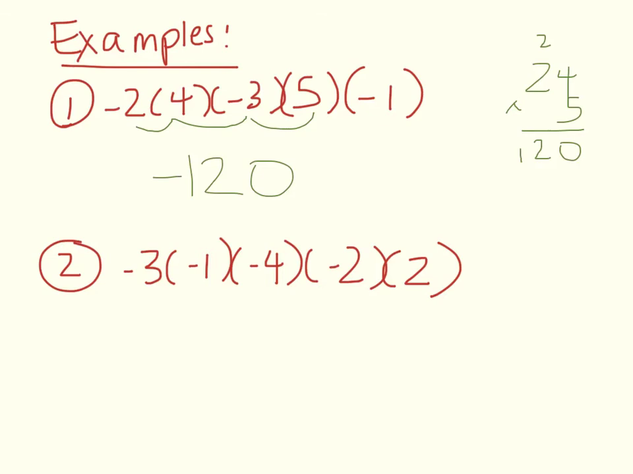Okay, number 2. I'm going to say, okay, 3 times 1 is 3, times 4 is 12, times 2 is 24, times 2 is 48. And then I'm going to count my negatives. I have 1, 2, 3, 4 negatives. It's an even number, so it keeps my answer positive.